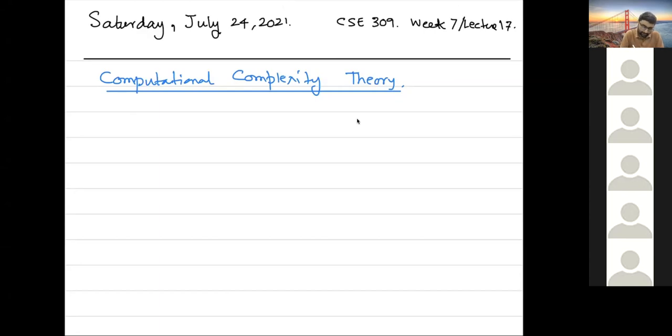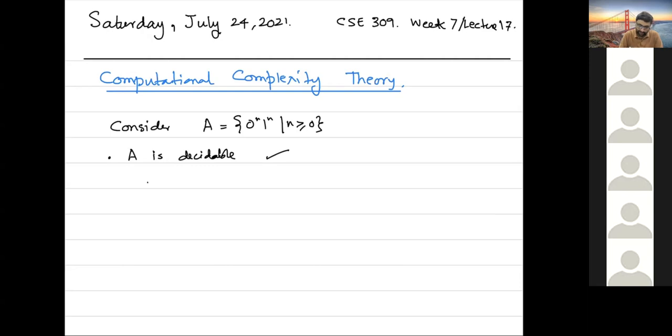So let's consider a language A, which is one of our favorite languages. We know from our understanding about Turing machines and languages that A is decidable. Right or wrong? Yes, sir. So we all know that it is decidable. So it is perfectly known, right?